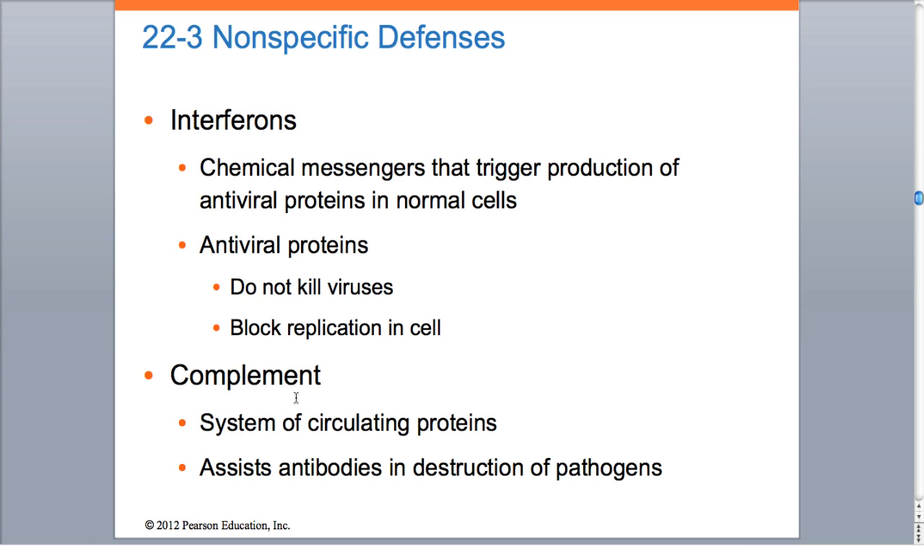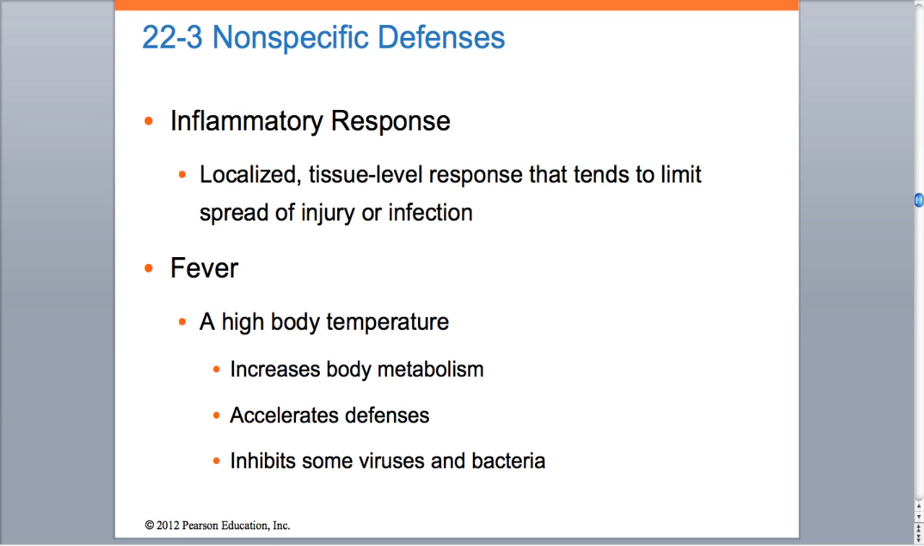Then we have complement. It assists the antibodies in the destruction of the pathogens because it coats the germ, makes the germ more visible, more palatable. Again, complement will help level 2 with phagocytosis. Okay, next slide. We've already talked about this, and we've already talked about fever as well. Next slide.